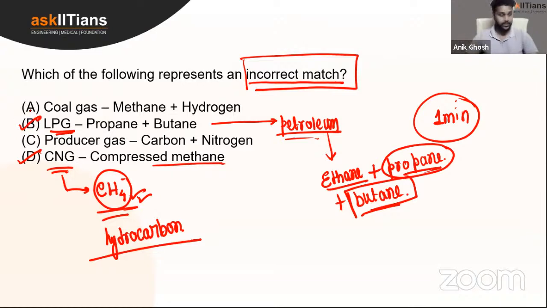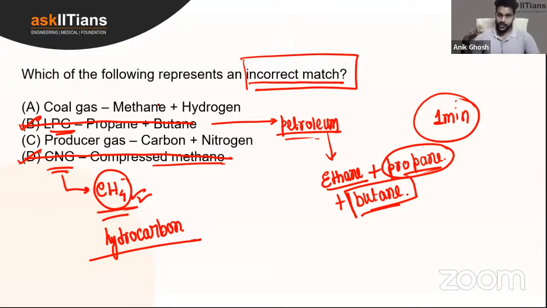We're eliminating the options. So eliminate LPG, eliminate CNG. Now we are left with two of them. This way it's rather easy. Now we have producer gas and we have coal gas. So coal gas, how do we get that? We get that from destructive distillation of coal. If you take coal and go for destructive distillation, you get coal gas.